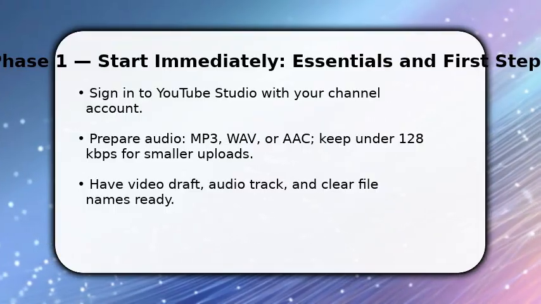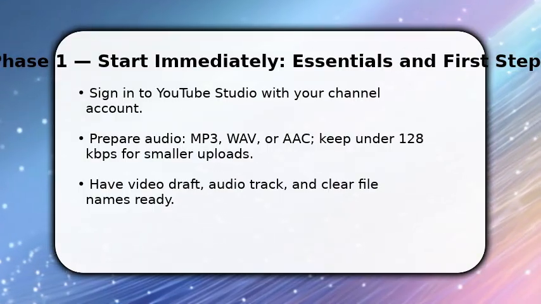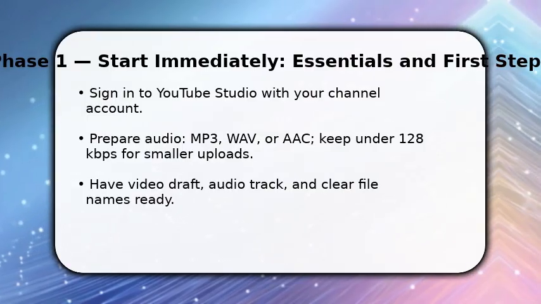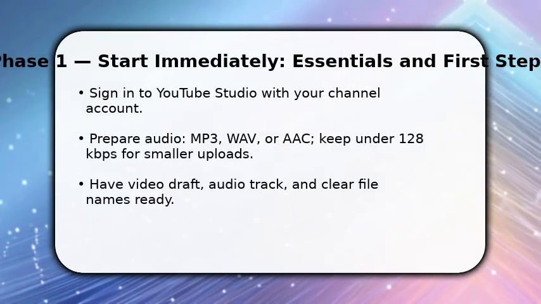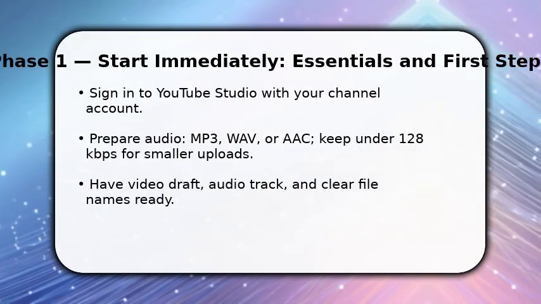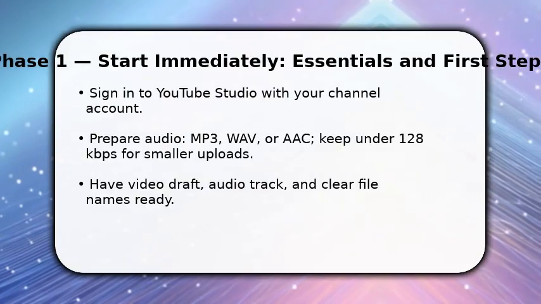You start by signing into YouTube Studio with the channel you want to edit. Once signed in, open the content page and pick the video draft or published file you will add audio to. Make sure your audio file is an MP3, WAV, or AAC format and check length, trim or fade to match the video. Rename files so you can find them quickly.